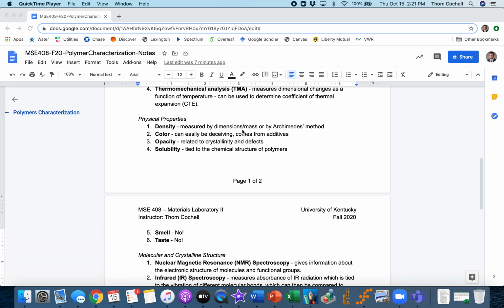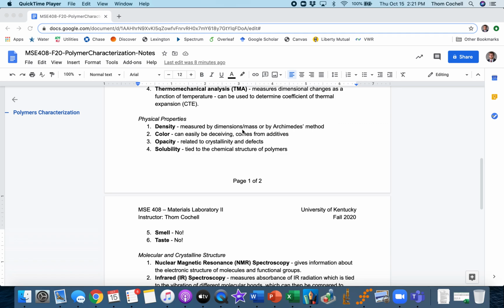Solubility. This is something that we don't typically look at for metals and ceramics unless we're talking about maybe etching or something like that. But in polymers, solubility is really crucial for a lot of the applications, and also compatibility, when and where we can use these polymers. And so solubility is useful in those cases.